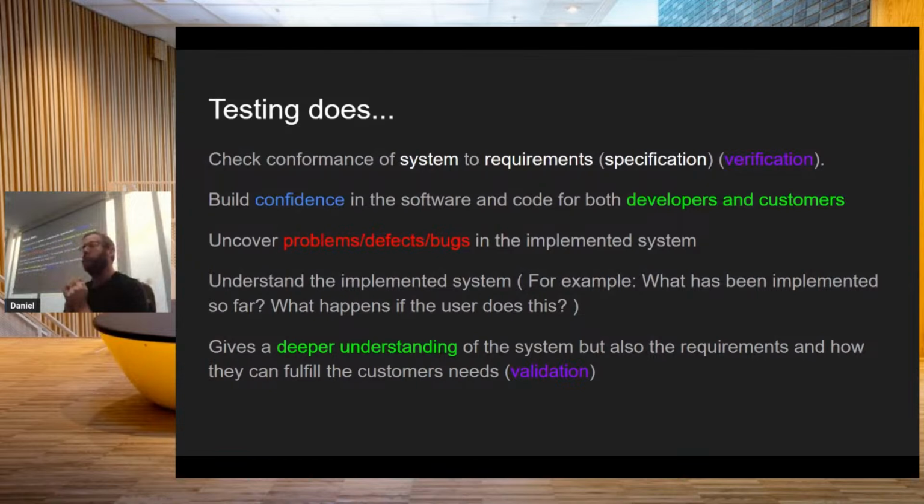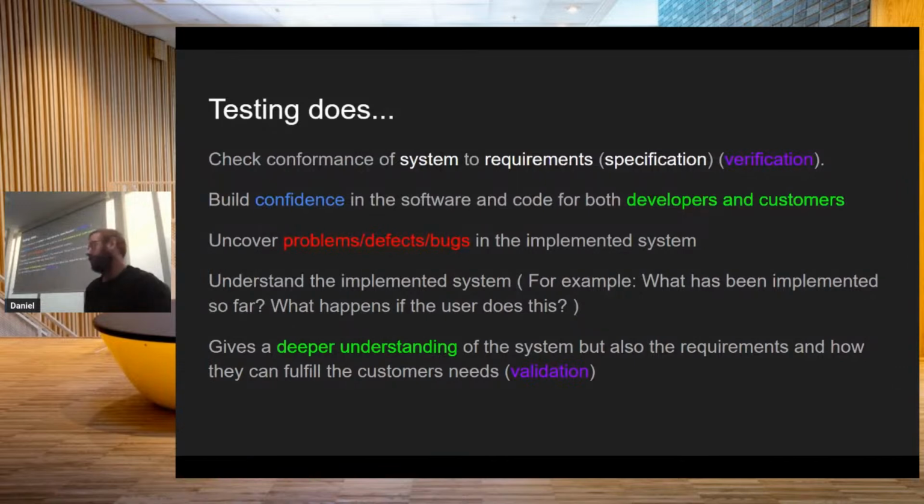So when we do that, we build confidence in the software. So before I discovered what the reason was for our crash bug, I did not have confidence in releasing the system, right? And if the customer were to play my game and it blue screened, then they would not have confidence in the system, right? So when we remove the bugs, everyone gains confidence, both developers and customers. We also want to uncover problems, defects, and bugs in the implemented system.